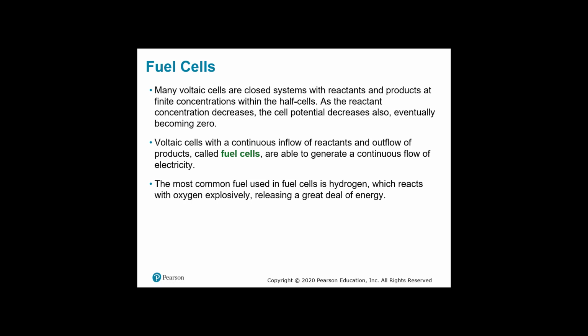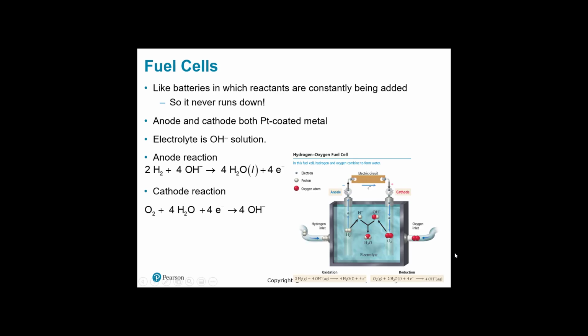The most common of the fuel cells is hydrogen, which reacts with oxygen, and it gives off an explosive reaction that releases a good deal of energy, which is what we want. Because of that energy, you want to separate this to get the electrons to flow and to be able to use this electrical work. So basically the energy can be released in a more controlled and useful way.